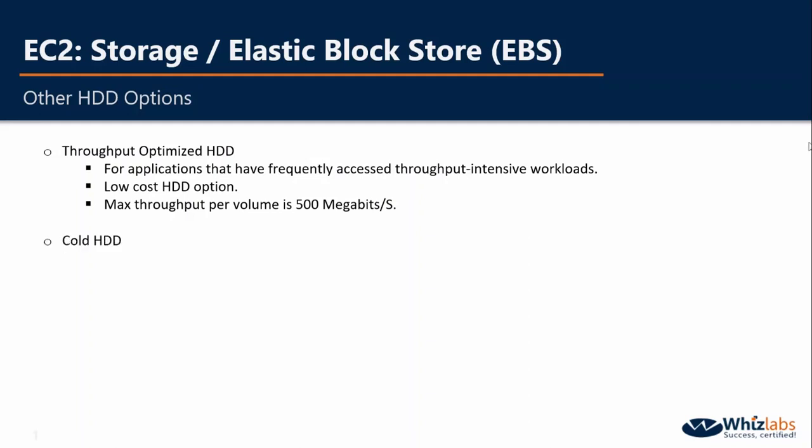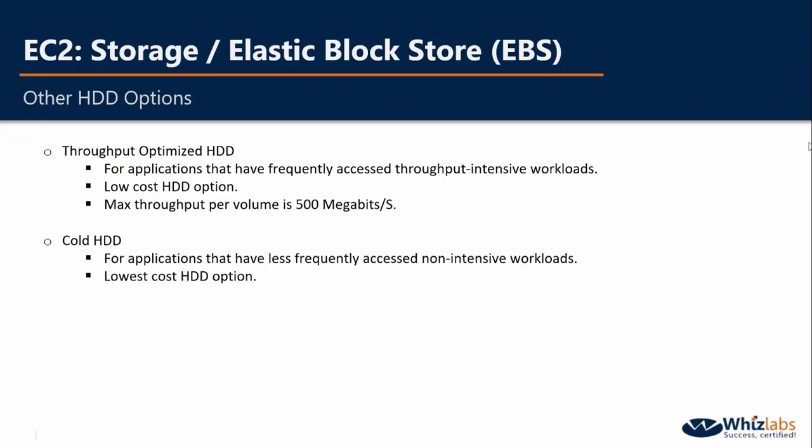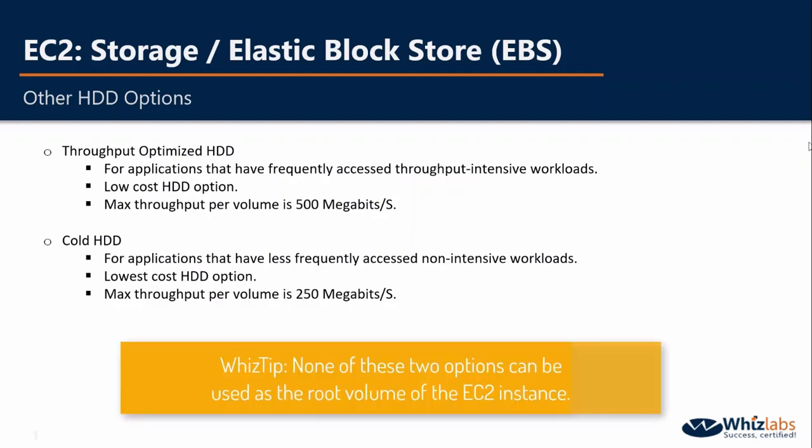The other one is the cold hard disk drive, which is used for applications that have less frequently accessed non-intensive workloads. This is the lowest cost option. The maximum throughput per volume is 250 megabits per second. Now note that both these hard disk drive options cannot be used as the root volume for the EC2 instance.